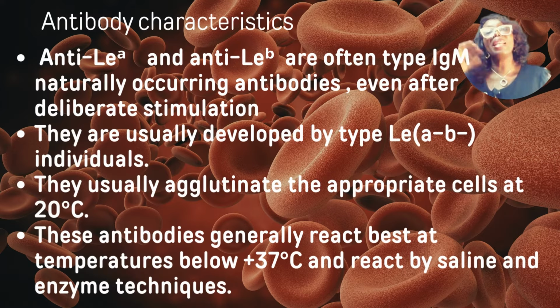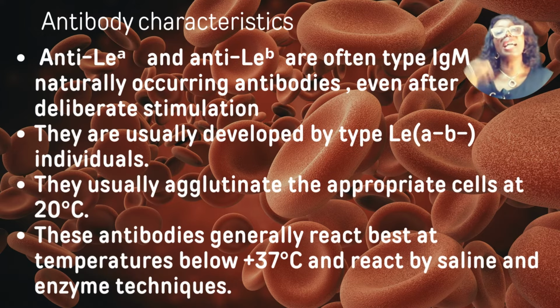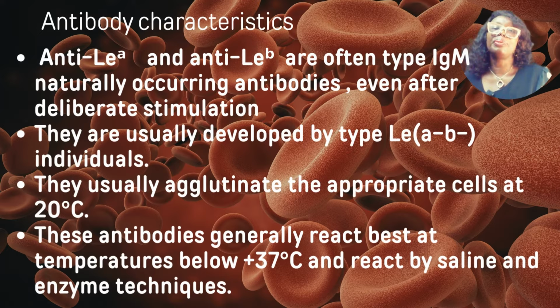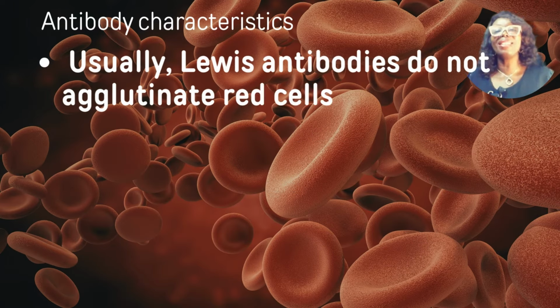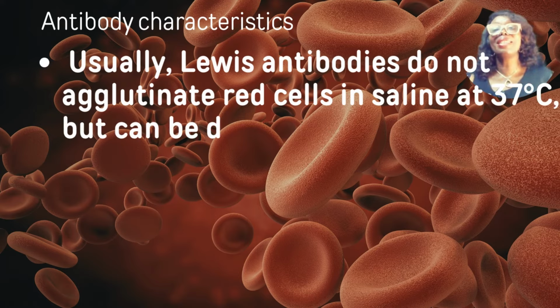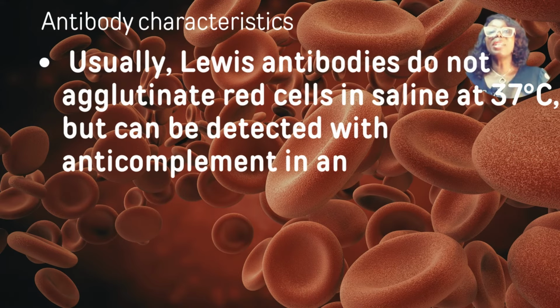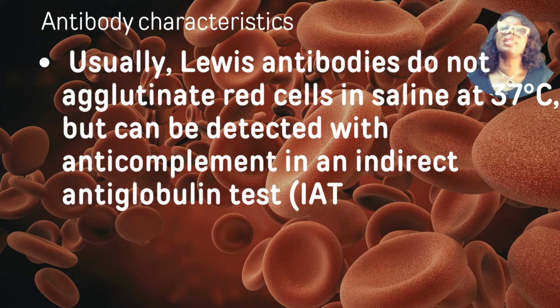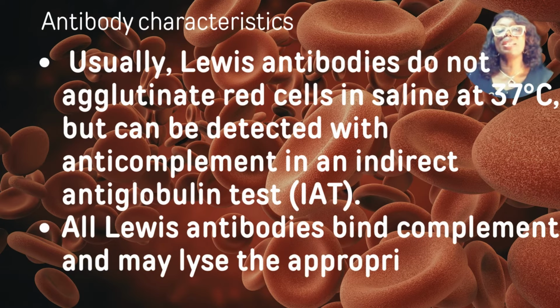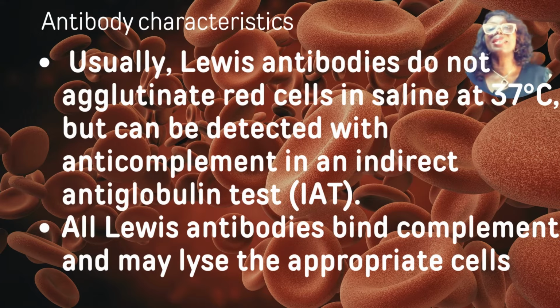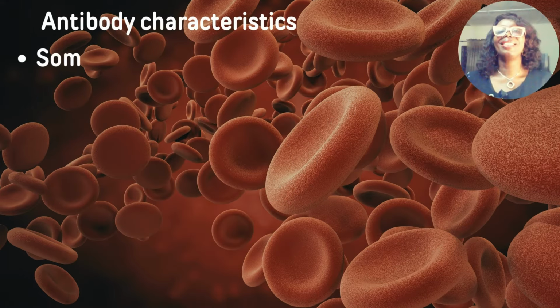And remember, they are IgM in nature, and because they are IgM in nature, they react best at room temperature, typically temperature that is below 37 degrees Celsius. Usually, Lewis antibodies do not agglutinate red cells in saline at 37 degrees Celsius, but can be detected with anticomplement in an indirect antiglobulin test. All Lewis antibodies bind complement and may lyse the appropriate cells.